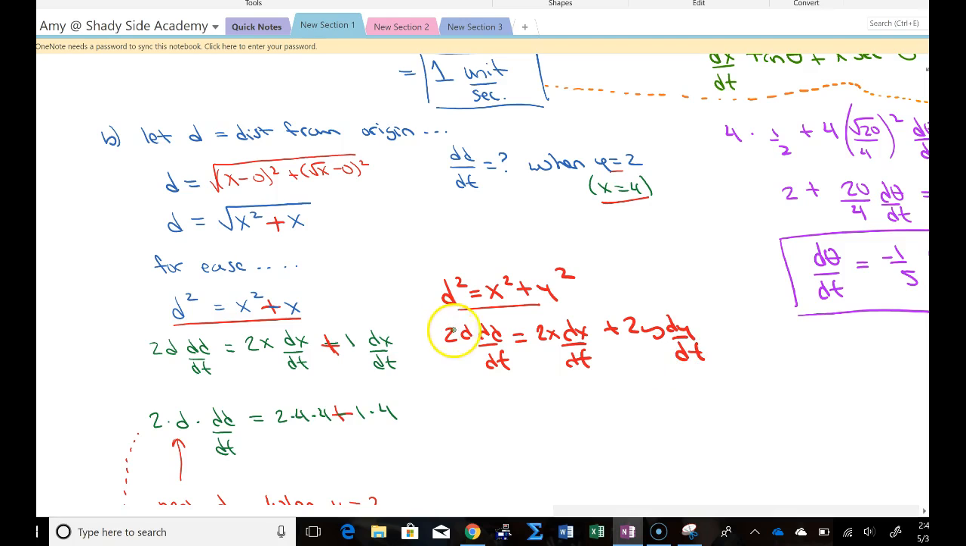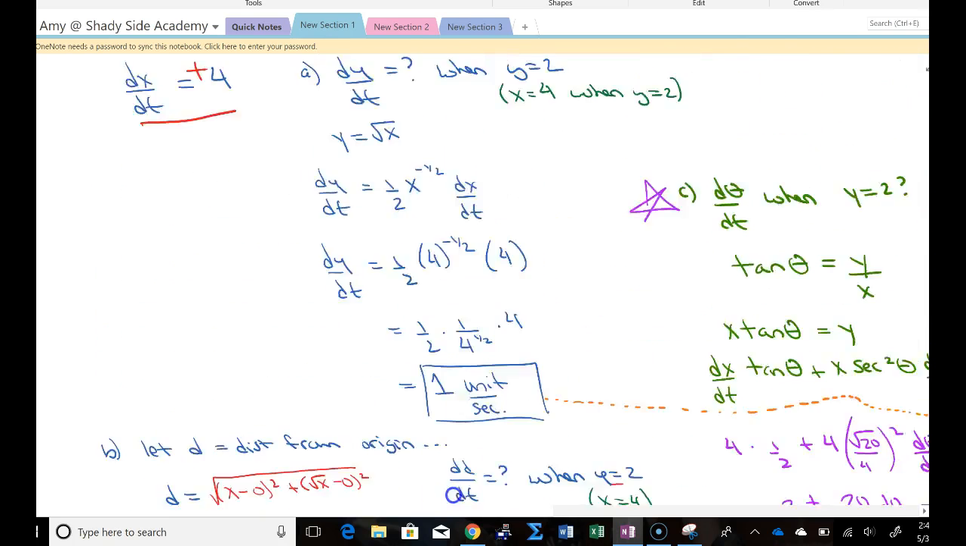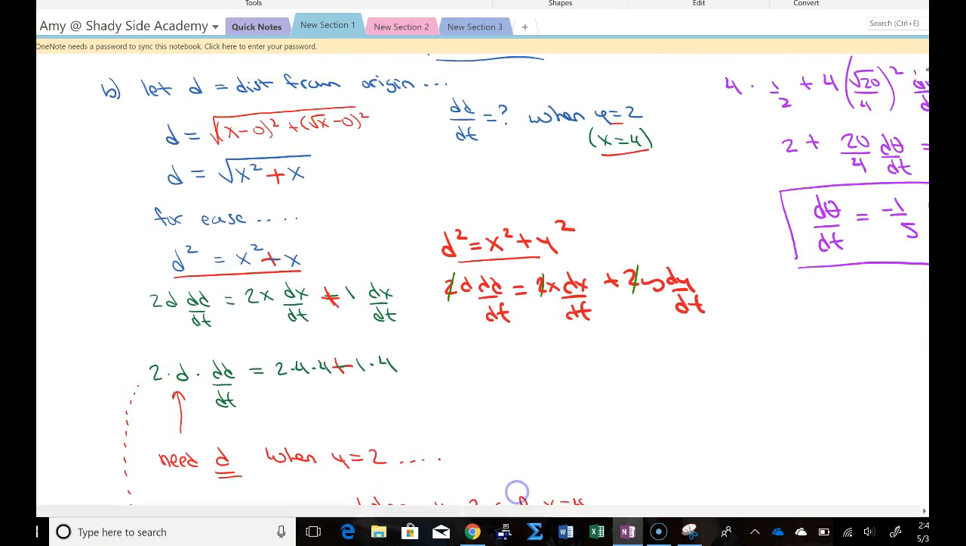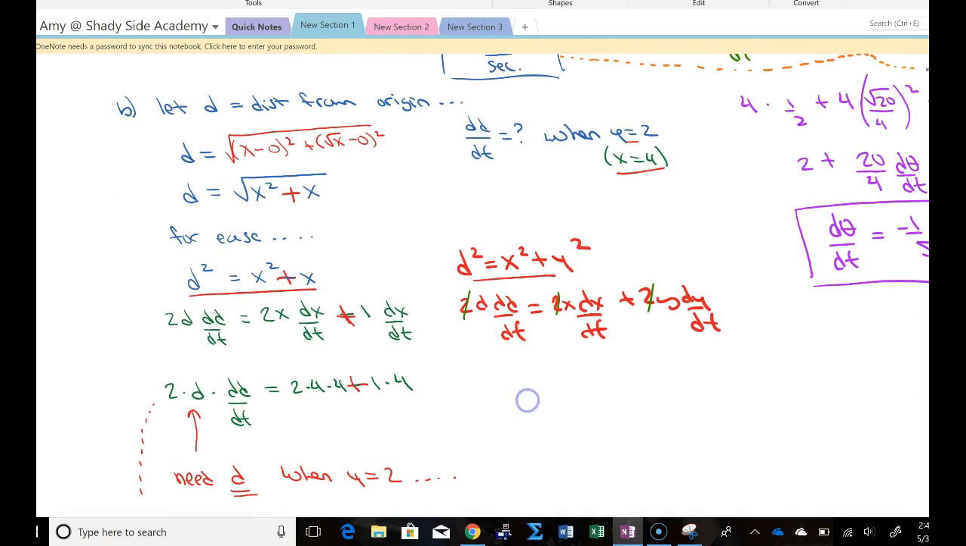And right away, I'm going to just divide everything out by 2 so I don't have to deal with it. The moment in time that I care about is when y equals 2, x equals 4, dx dt is 4, is that right? I forget, what was it? Dx dt is 4, dy dt is 1. So I have d times dd by dt equals 4 times 4 plus 2 times 1.